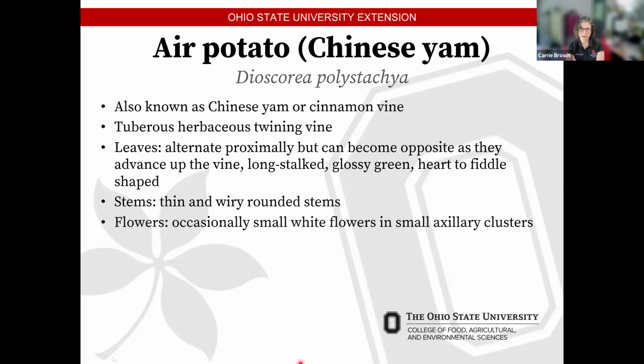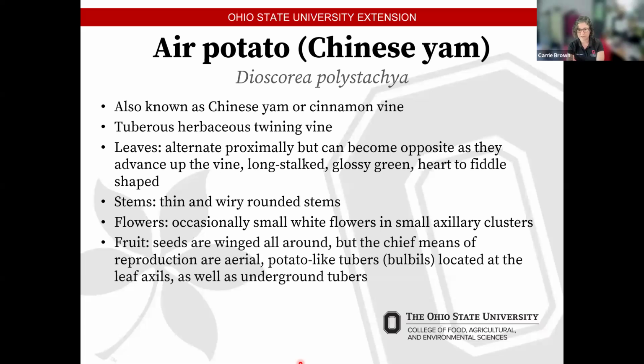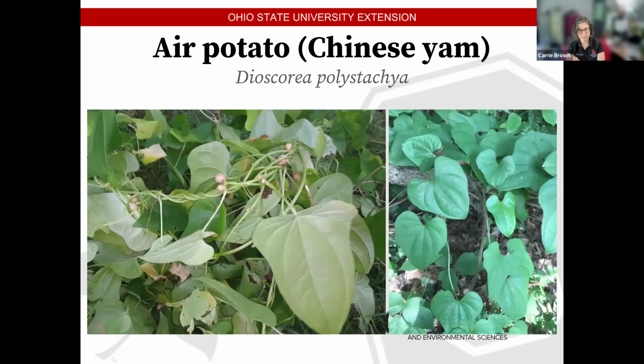The flowers, occasionally small white flowers. So it's maybe a species that you don't always see flower. And that's because it has other means of getting around. So while it can reproduce by seed, it can reproduce by tubers as well. And those tubers that are in ground can be quite big, from 2 to 3 inches in length, or 2 to 3 feet in length, rather.